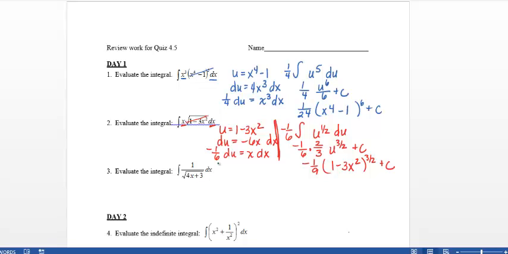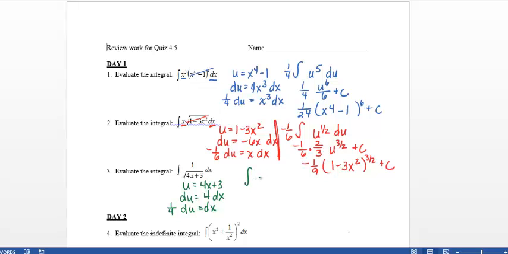Problem number 3. U would equal 4x plus 3. Du would equal 4 dx. I only need a dx, so I know I'm going to have to move my 4 over to the other side and make it 1/4.